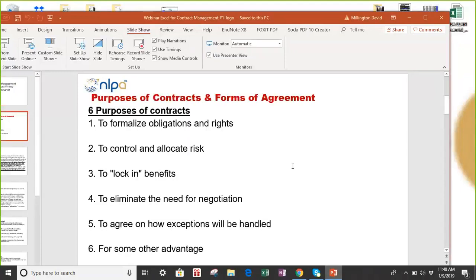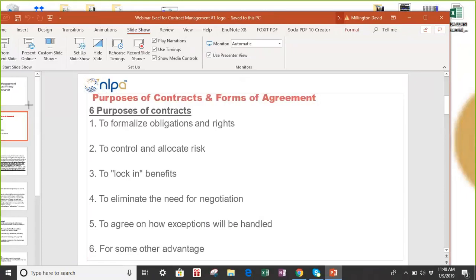So, we're going to do some housekeeping, and we're going to cover some of what we're going to touch on today. We're pressed for time. We have about 12 minutes, so we're going to get right into it. We're going to get into initially the purposes of contracts.